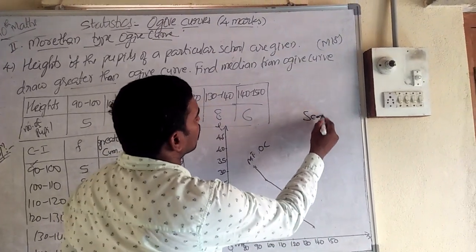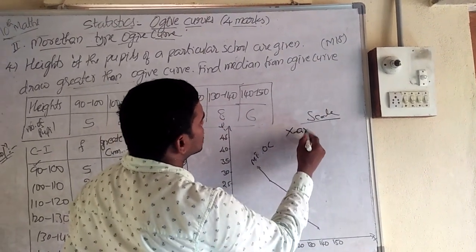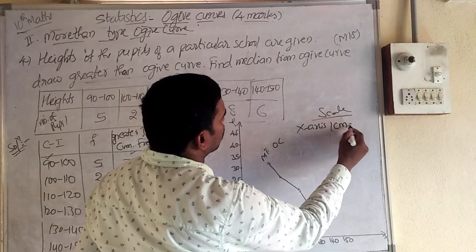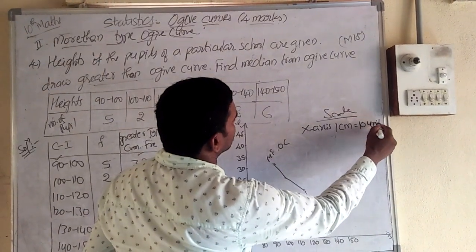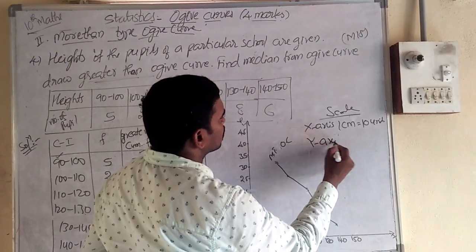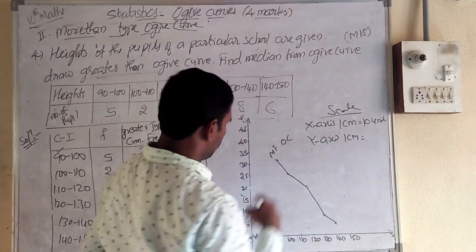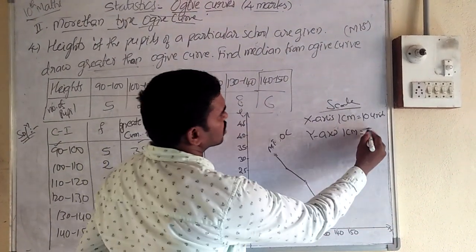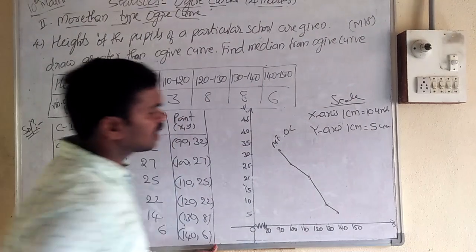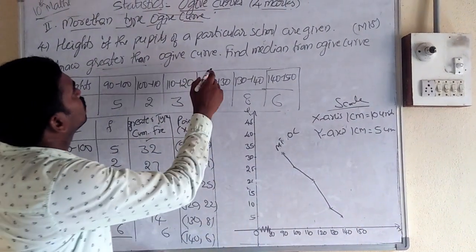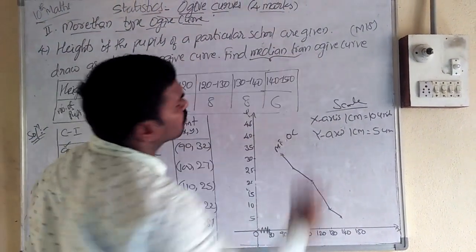What is the scale? On x-axis 1 centimeter equals 10 units. On y-axis 1 centimeter equals how many units? 5 units. And this is the graph. And we are asked to find the median from the graph.